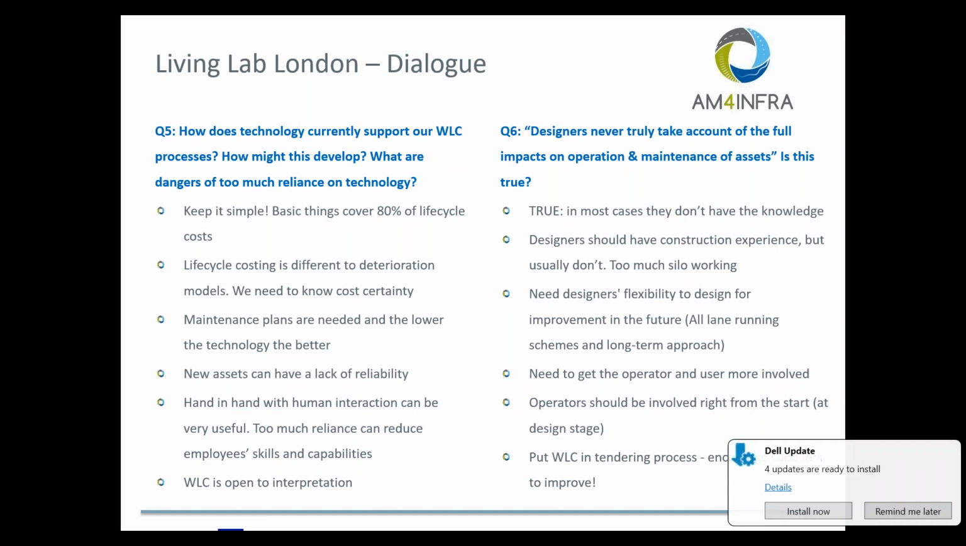In other, larger countries, there was a view that it is very fragmented, and in many cases designers don't even have thorough construction experience, let alone operations and maintenance experience. So there is a danger of too much silo working, and we need to do more to ensure that designers have the best information to design components for schemes and parts of schemes, to promote flexibility for the future and to properly account for the operation and maintenance costs, the real costs.